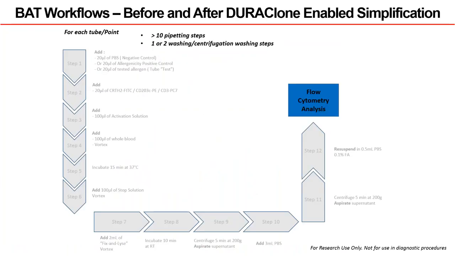This is what a typical basophil activation testing workflow looks like. Again, I won't go really into the details of this workflow, but what I would like to share is that this is a pretty complex workflow, not only containing a lot of different pipetting steps so that you can add your staining reagents, but also a potential activation buffer or the different allergens and the concentrations you would like to use. Those also contain washing or centrifugation steps before finally conducting the flow cytometry analysis. So this is pretty complex.